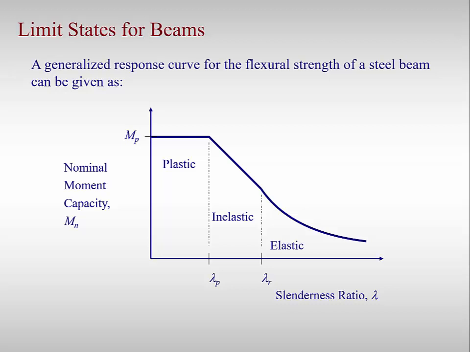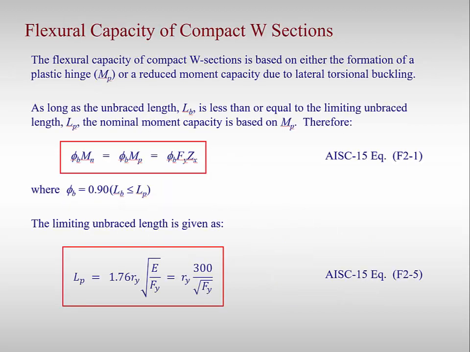Similar to the plot we used to define the two regions of behavior for columns, a generalized plot can be developed for beams. Here, the nominal moment capacity is plotted versus the slenderness ratio. Note that the response curve is now divided into three regions. Unlike a column, a beam can be fully yielded, hence the plastic region, in addition to the inelastic and elastic regions. Chapter F, Section 2 provides the design provisions for compact sections.